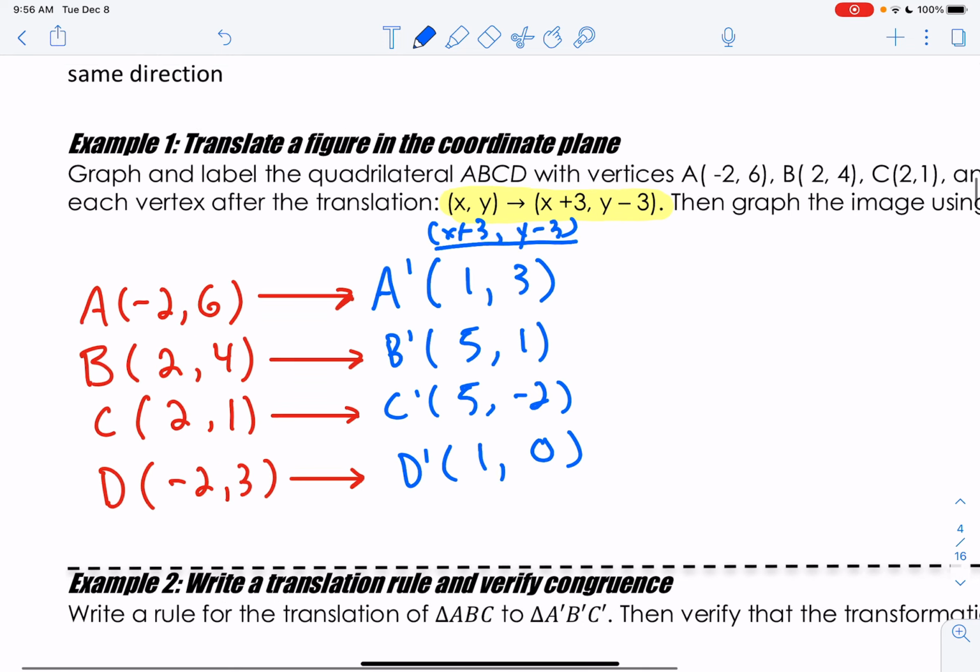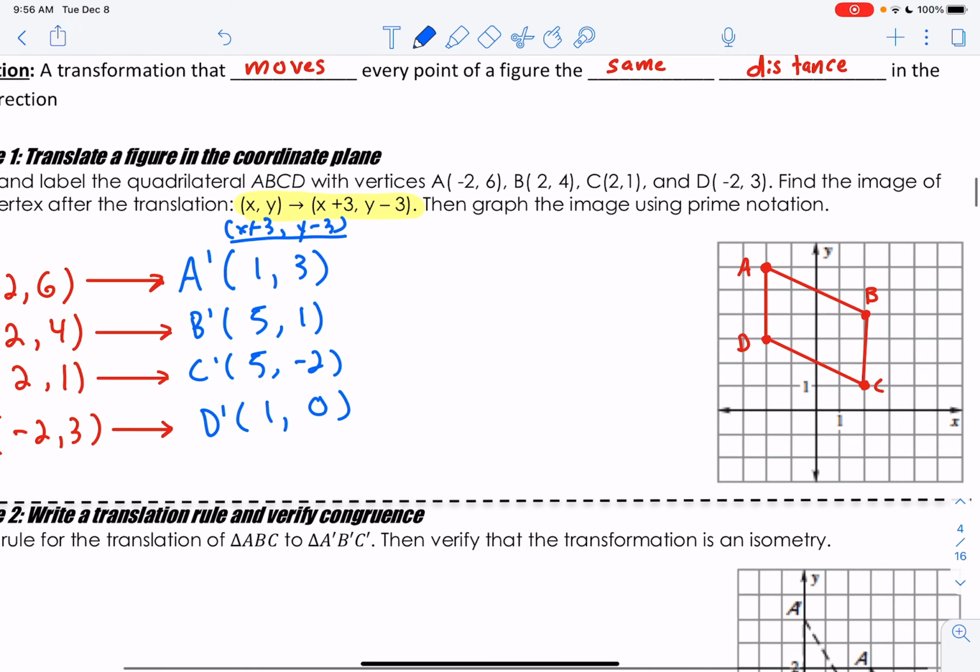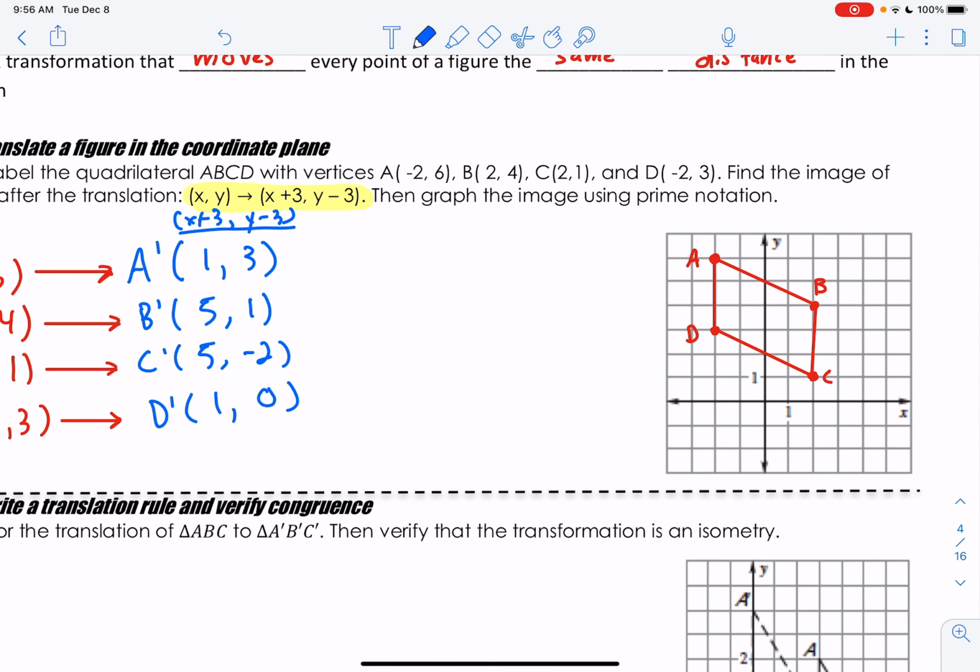So you see in blue here, I've got my new points, A prime, B prime, C prime, and D prime. And I'm going to graph these points on my grid over here. So let's start with A prime. A prime is the point 1, 3, which is going to be right here. All right, so there's A prime. B prime is the point 5, 1, which is going to be right here. C prime is going to be 5, negative 2. So right there. And then D prime is going to be 1, 0. So that's going to be right there.